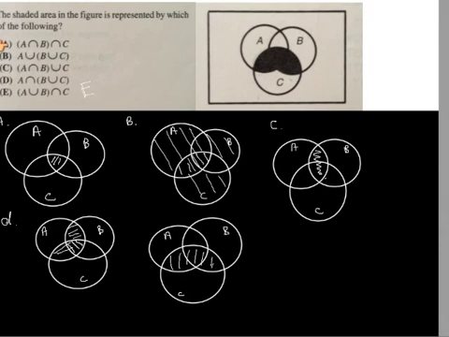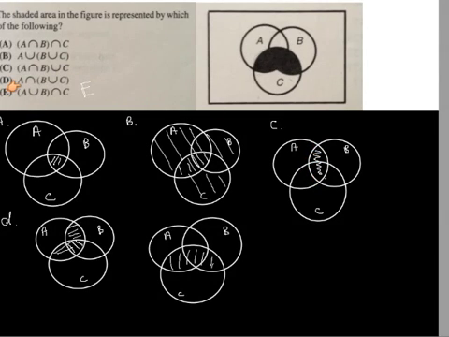Let's go ahead and inspect the choices. The first one is A intersection B intersection C. If it's A intersection B intersection C, this piece would be shaded. The second one is B union C union A, so everything should be shaded. The third one is A intersection B union C, so this piece would be shaded.